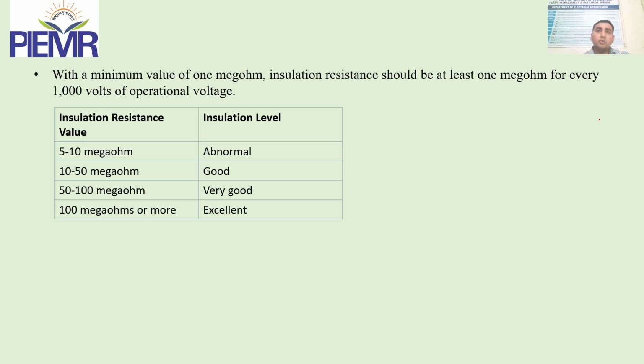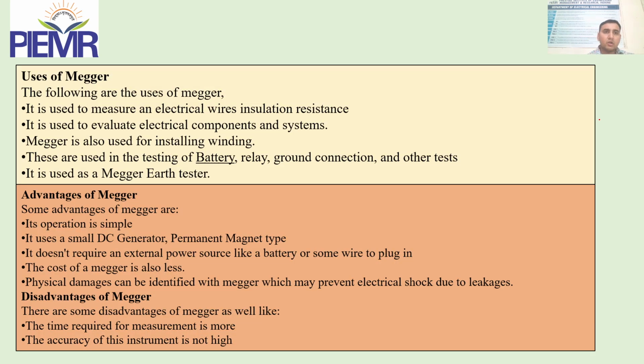If your value is between 10 to 50 megohm, we say it is a good insulation. There should be no connectivity between the two phases. If resistance is between 50 to 100 megohm, we say it is a very good insulation, and if it is 100 megohm or infinity, we say it is an excellent measurement. So talking about its uses, it is used for measurement of insulation of wire.